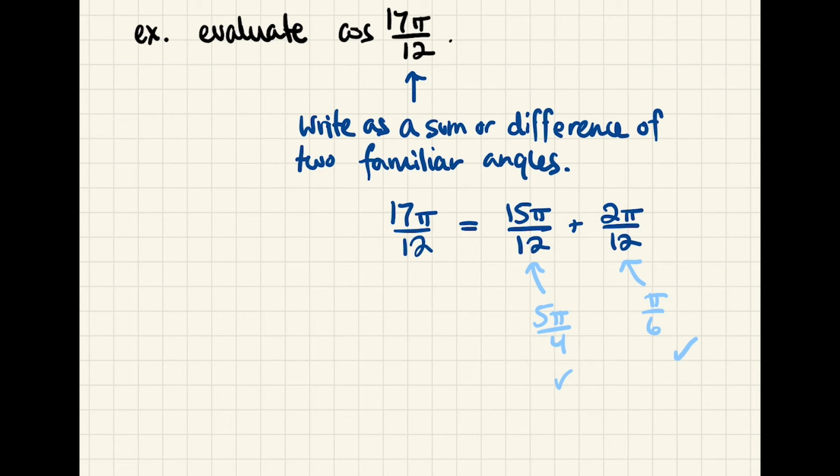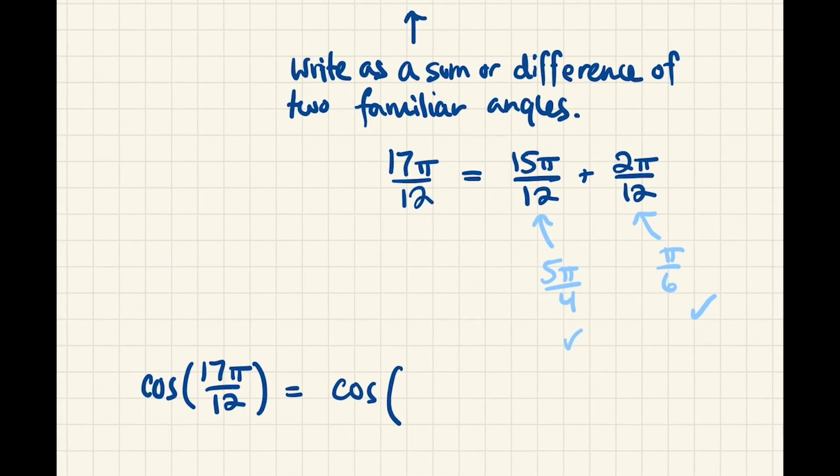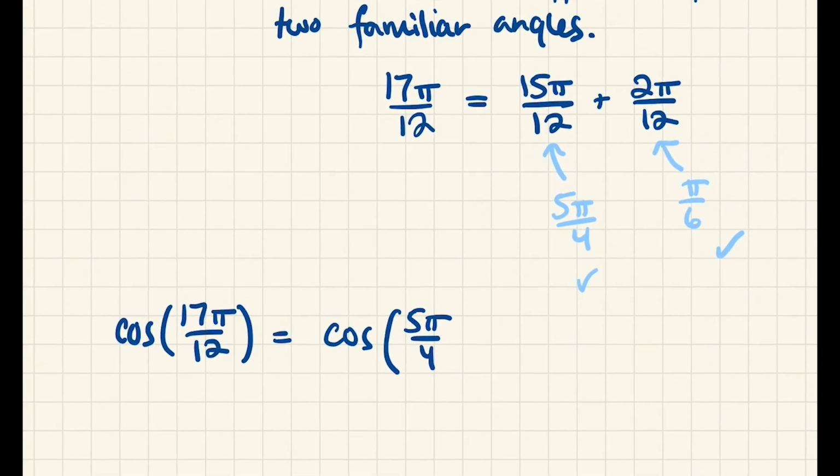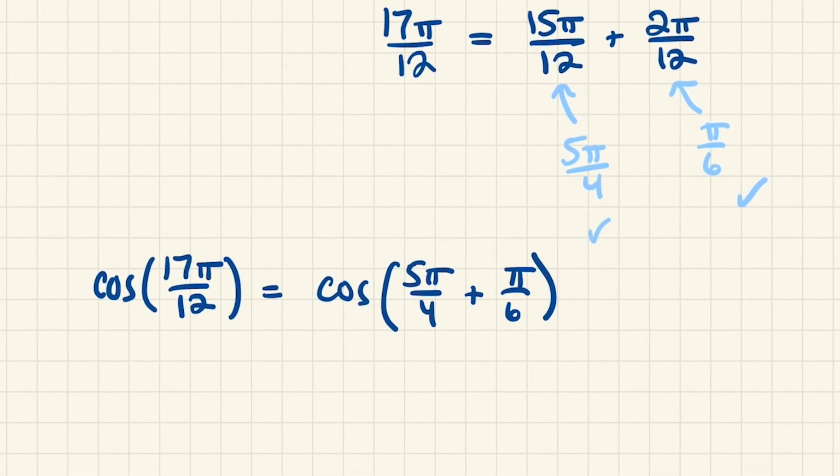You could have gone with 20 minus 3 to get your 17, and that also would produce two different angles. So there are actually many different ways you can put two angles together to get the weird one that you're interested in. So let's write cosine of 17 pi over 12 as cosine of 5 pi over 4 plus pi over 6, as we just worked out.